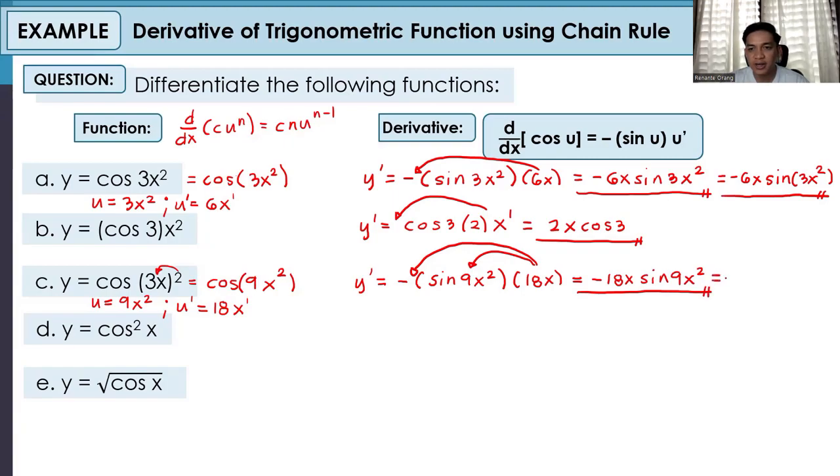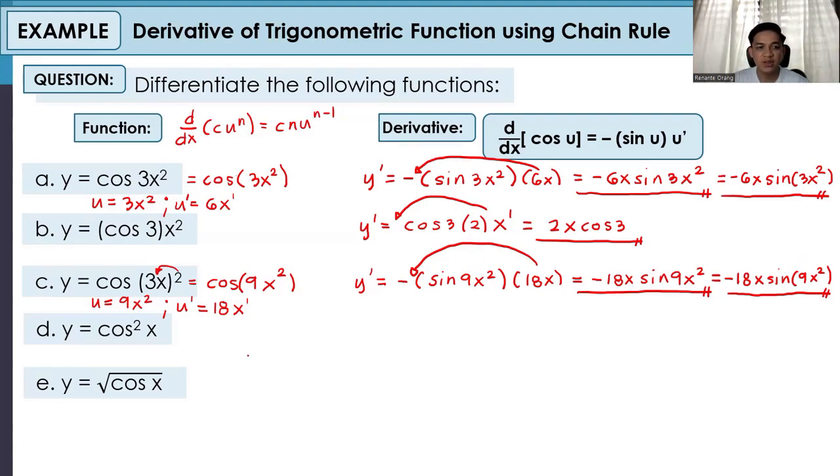So para sure, pwede din nalalagyan natin ng open and close parenthesis yung ating 9x squared. So lagyan natin sine of open parenthesis of 9x squared close parenthesis. Final answer. So para sa akin, okay lang to, okay lang din to. Proceed po tayo sa ating letter D, that is y equals cosine squared x. So ibig sabihin po class, pag meron tayong squared sa gitna, that is just equivalent to open parenthesis of cosine x close parenthesis squared. Ibig sabihin, pag may squared tayo sa gitna, silang lahat is squared.